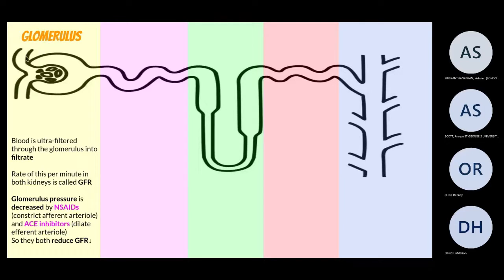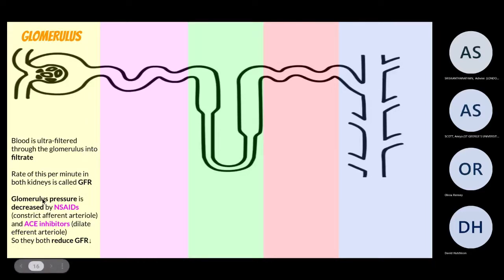So blood is ultrafiltered through the glomerulus. This is the capillaries, goes into your glomerulus, into filtrate, and the rate that happens per minute in both your kidneys is your glomerular filtration rate, your GFR. If you've got a very high GFR, that means you've got lots and lots of filtration happening per minute. If you've got a low GFR, you're filtering very little per minute. Generally, it's good to have a decent amount of filtration going on. We don't like it when your GFR drops too much.